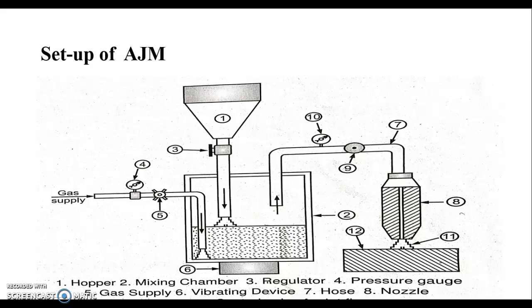The regulator controls the flow of abrasive particles. Gas at high pressure is supplied to the mixing chamber through a pipeline. A pressure gauge and a regulator are incorporated in the pipeline to control the gas flow and its pressure. The mixing chamber carrying the abrasive particles is vibrated by a device, and the amplitude of these vibrations controls the flow of abrasive particles. These abrasive particles travel through the hose and enter into the nozzle.